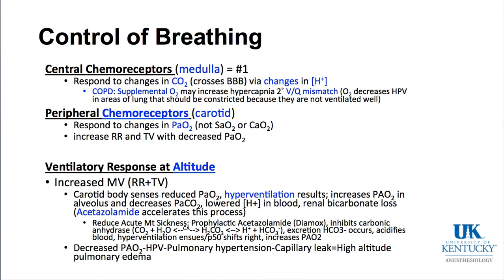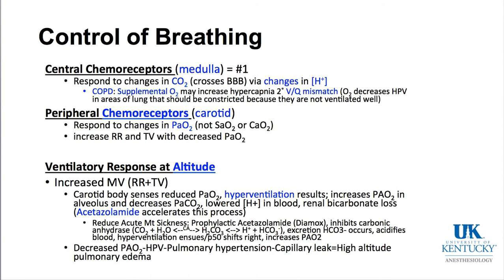And over time, you start to compensate for that respiratory alkalosis by urinating bicarbonate. And by giving Diamox, you can accelerate this compensatory process that is developing. And so for patients who are going up to altitude, we can give prophylactic acetazolamide. I personally have taken this when bicycling over mountain passes in Colorado.